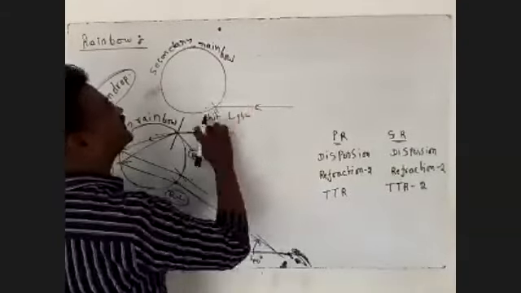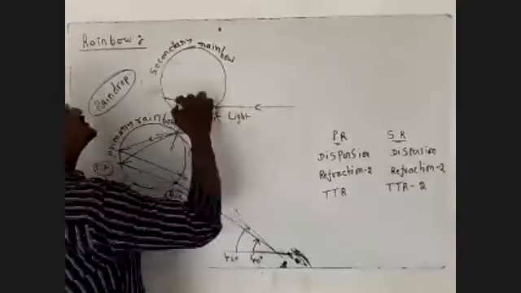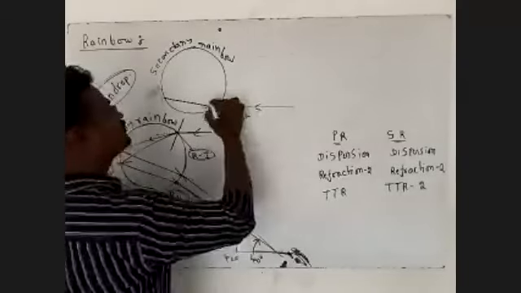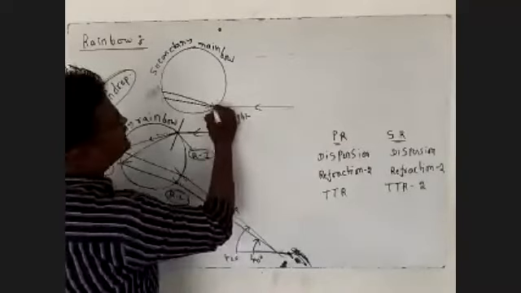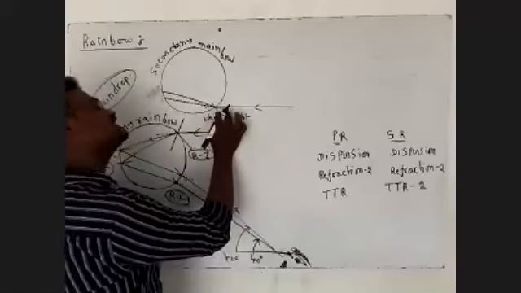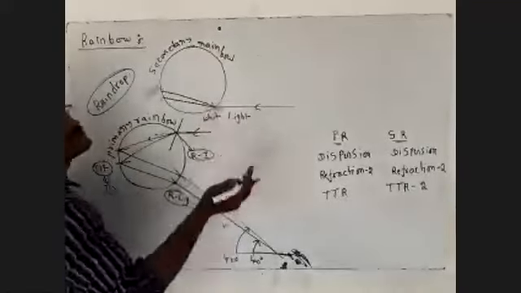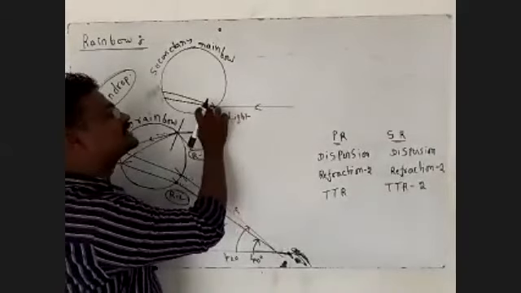Light travels from rarer to denser, which means it bends towards the normal. I'm showing only two colors. This is color number one, and this is the second color. White light splits into 7 colors. We call this the dispersion of light. After the dispersion of light, light is refracted at this place.